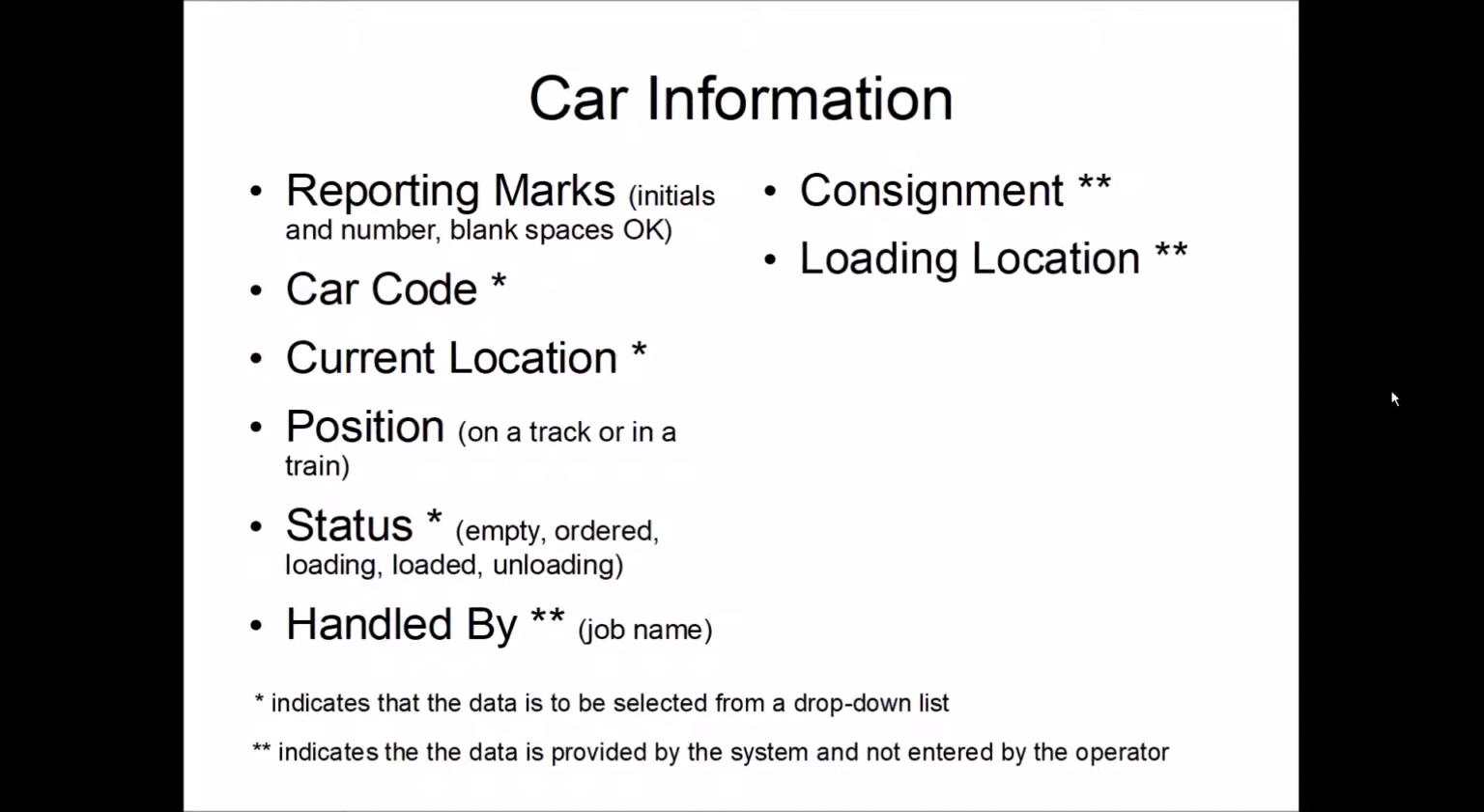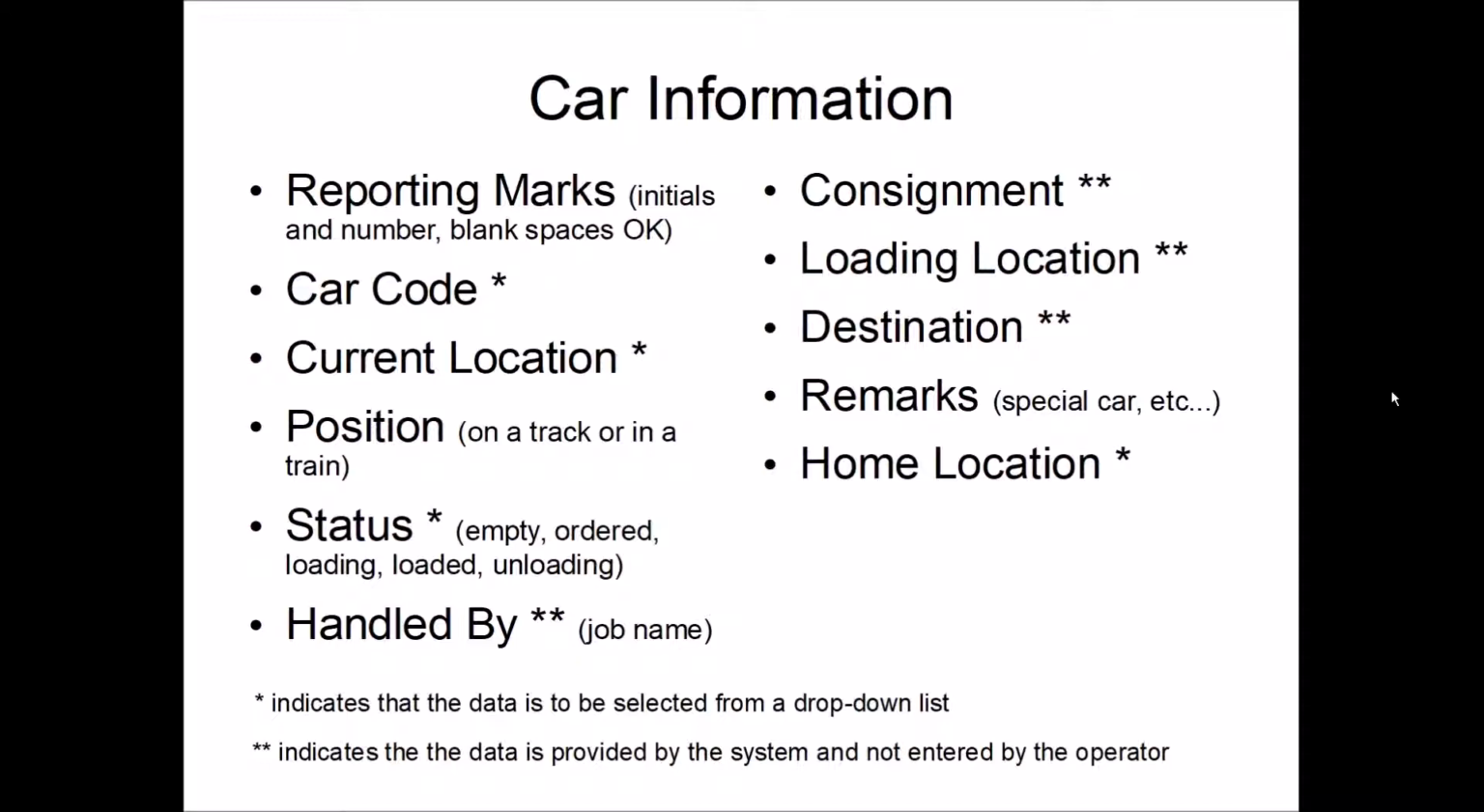The information that has 2 asterisks is generated by the system. You can go in there and modify the database if you wish, but you should probably wait until you're a little more familiar with how STS works to do that. Same thing with consignment, loading location, destination, and so on. Remarks, we match that up with the remarks on the shipments to find the correct car.